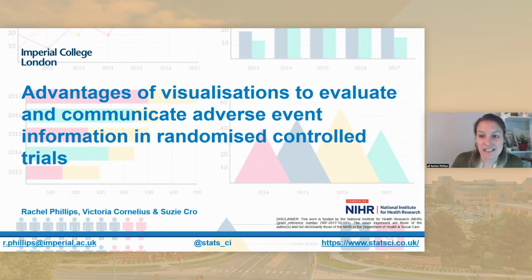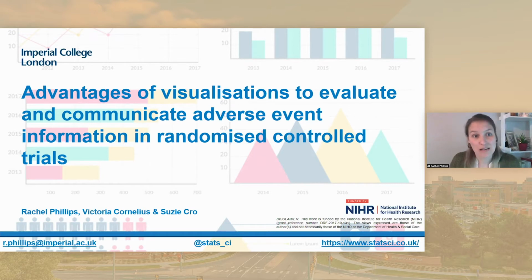So hopefully I'll demonstrate to you how they can help improve how we communicate information on harm profiles in the RCT setting, but also get you to think more carefully about how adverse event information in trials is summarised and presented, and how this can impact systematic reviews of harms, and how some of these ideas could actually be adopted into the systematic review arena.